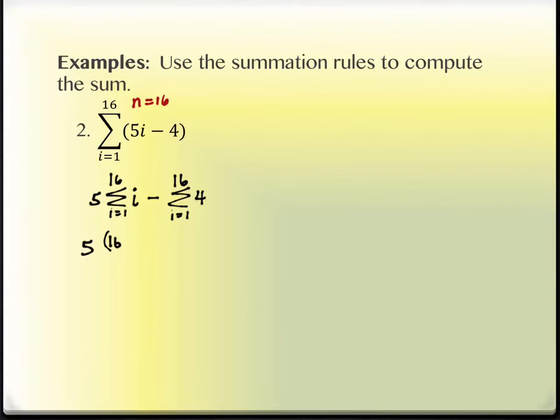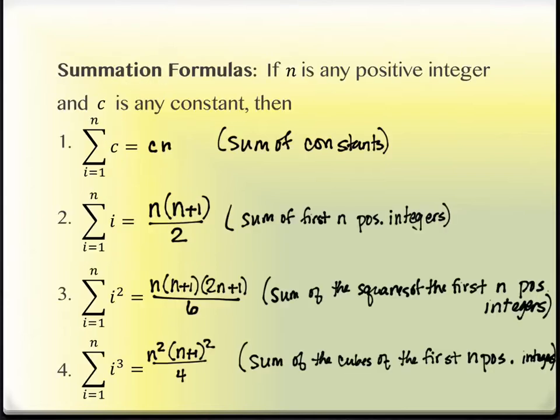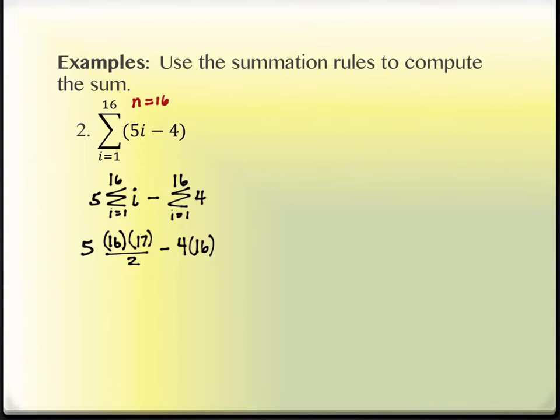I have n, which is 16, times n plus 1, which is 17, over 2. Minus 4 times n, which is 16. And all I'm doing is applying the pieces of these formulas over here to doing that. And then feel free to grab a calculator. We're going to do 16 times 17 divided by 2, and then times 5. Then you're going to subtract the 4 times 16. That's all arithmetic your calculator would be happy to do for you. And what will you get?